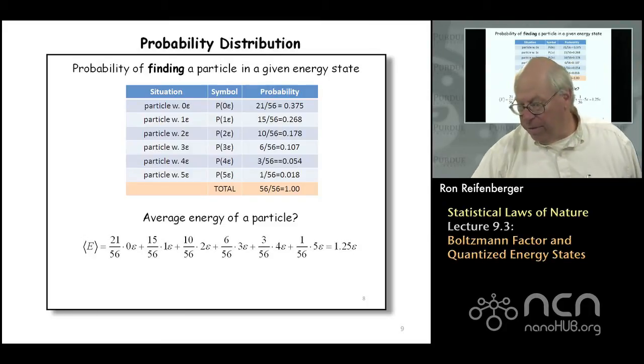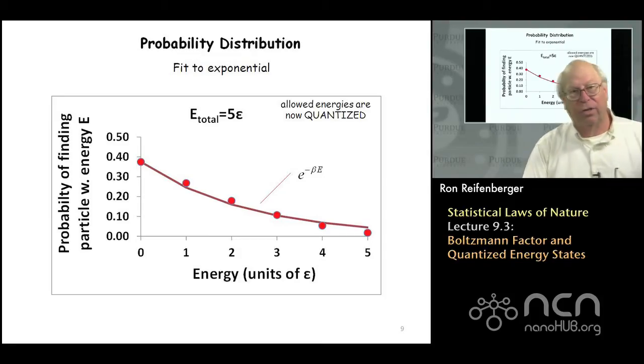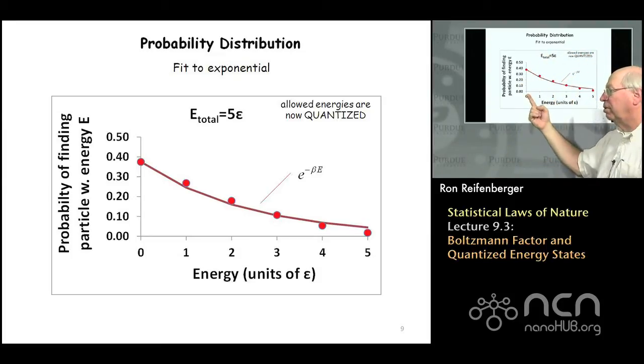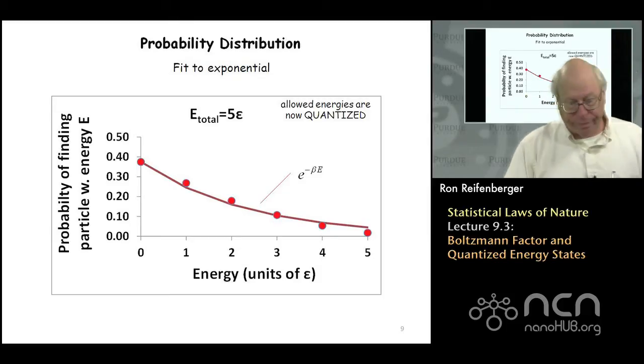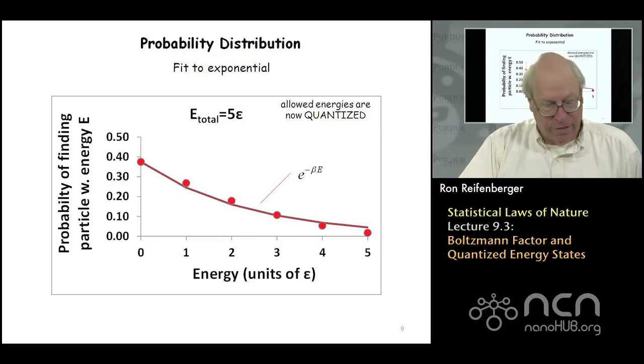If you plot those probabilities versus energy, you get a curve that looks like this. And surprisingly, if you want to try to fit the way this probability drops off, it can be fit very well with an exponential that depends on energy E. So if the energy E is equal to 0, 1 epsilon, 2 epsilon, 3 epsilon, 4 epsilon, 5 epsilon, you can get a curve like this that does a pretty good job of reproducing the probabilities that we've calculated for this particular system.